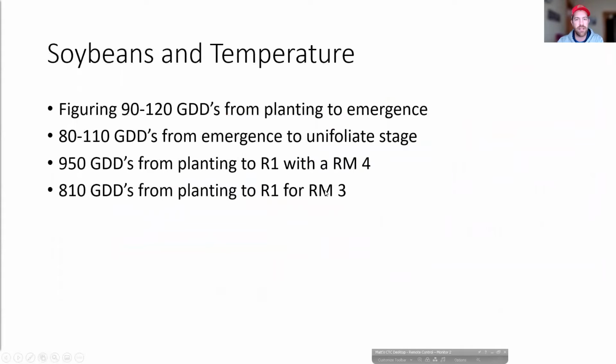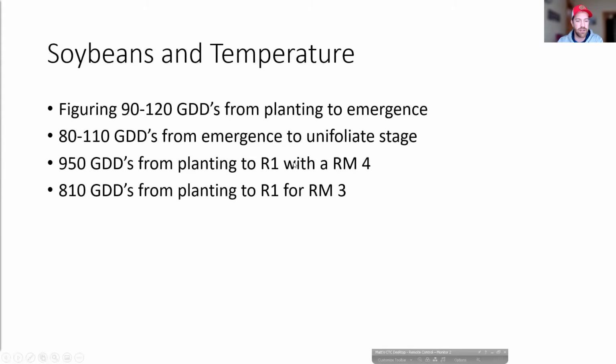But the other thing we have to keep in mind is the temperature aspect of soybean growth and development. So it's going to take 90 to 120 growing degree units from planting to emergence to get those beans out of the ground. And then to get the first unifoliate leaves out on the beans, it's going to be an additional 100 growing degree days. So you're looking at about 200 growing degree days or growing degree units from planting to the unifoliate stage.